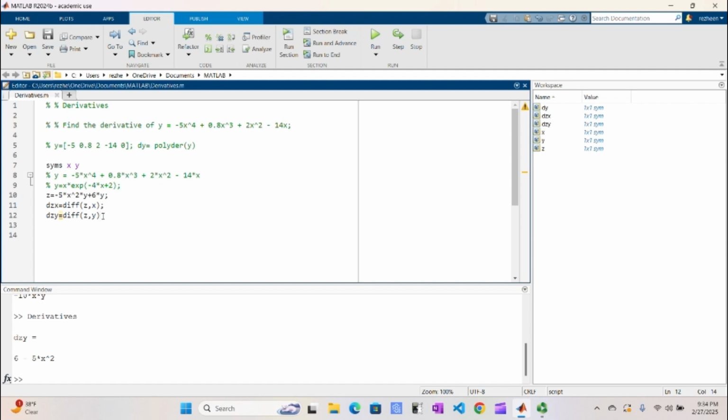All right, and this is it. This is basically all you need to know for taking derivatives of functions. So there are two ways: symbolically and non-symbolically.